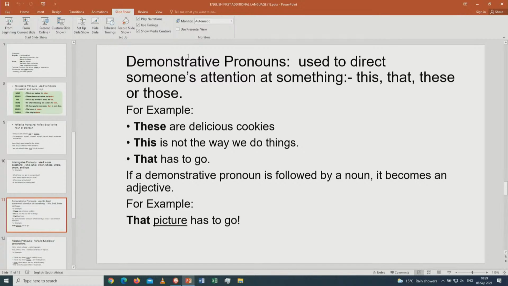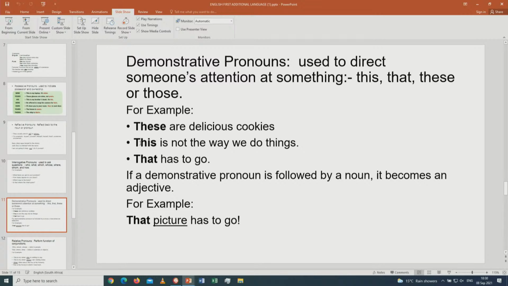We also have demonstrative pronouns. Demonstrative pronouns are used to direct someone's attention at something. The words used there are this, that, these, or those. For example, these are delicious cookies. Not those. These, particularly this one that I'm pointing at, are delicious cookies.